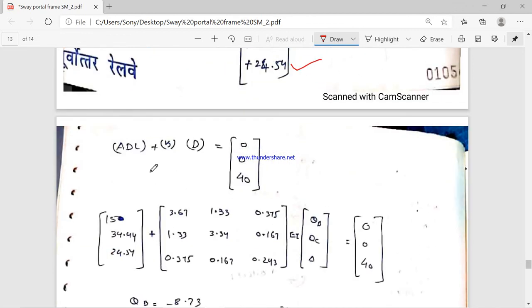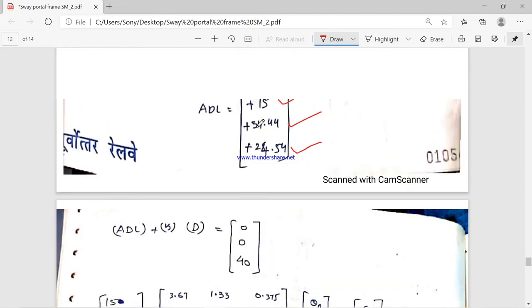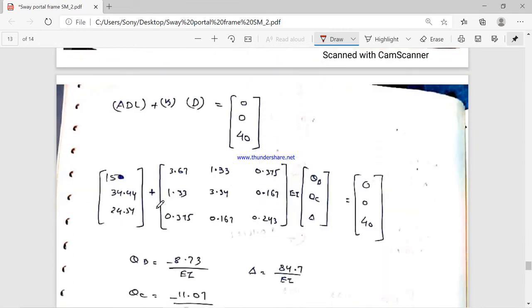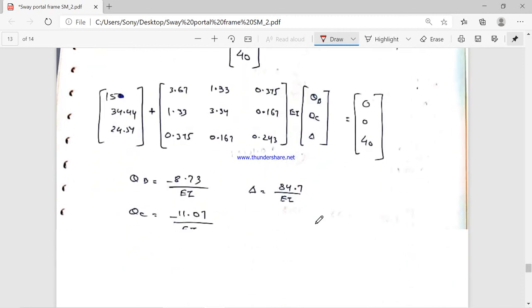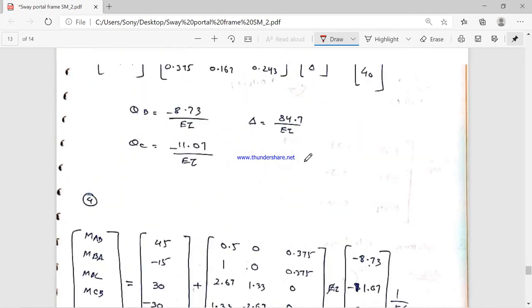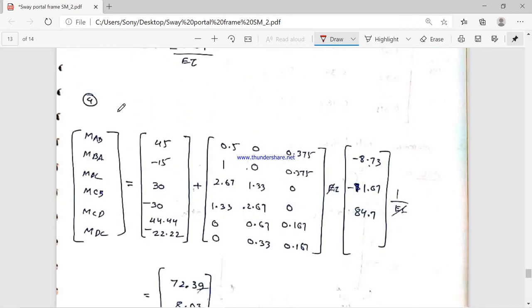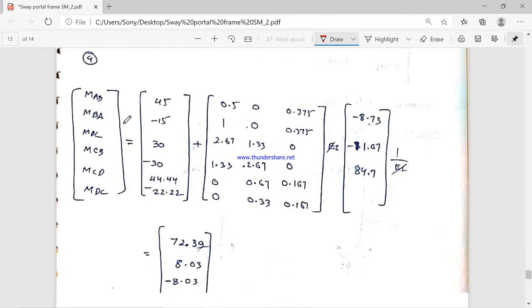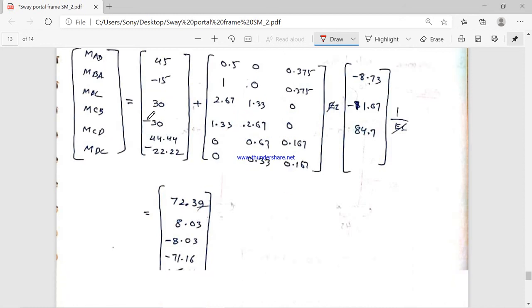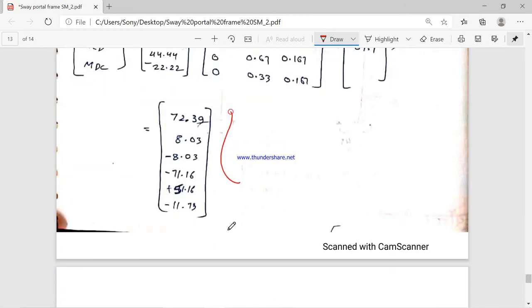Next is ADL plus K into D is equal to the calculated value 0.040. Then we have to calculate the unknowns theta B, theta C and delta, by putting these values in the calculator as simultaneous equations. Then the calculation of the final moment. For final moment we require the moment at each joint: MAB, MBA, MBC, MCB, MCD, MDC. Then we have to put all these values, then finally we will get the answer like this.